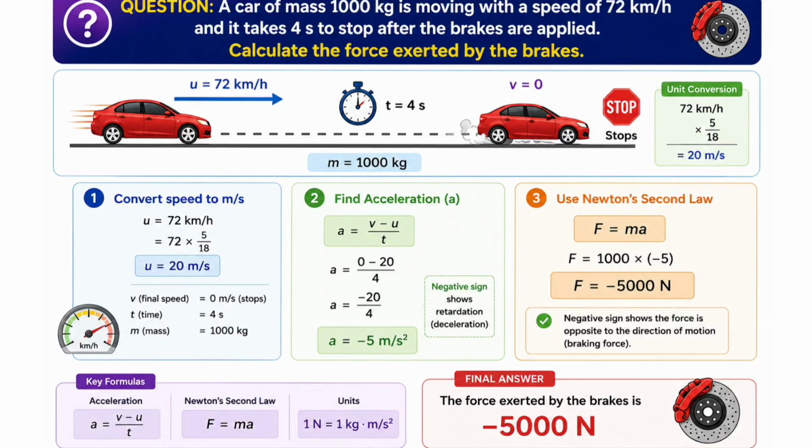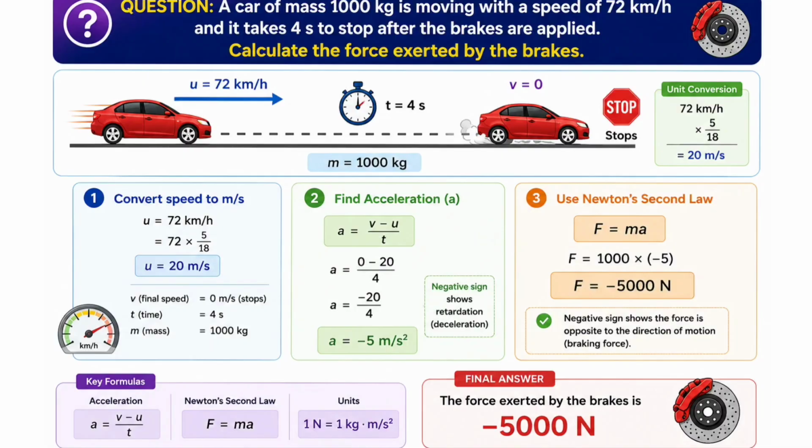Now move to box number 2 in the middle. Let's find the acceleration using our standard formula. a is equal to (v minus u) upon t. Substituting our updated values into the formula, a is equal to (0 minus 20) upon 4. a is equal to minus 20 upon 4 is equal to minus 5 meter per second square. Notice the negative sign. This negative value indicates the opposite direction, which makes perfect sense because the car is slowing down to a stop.